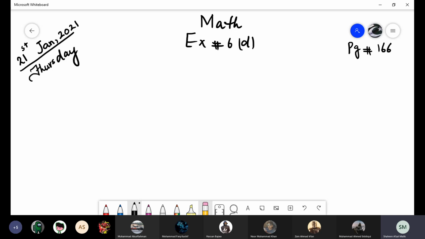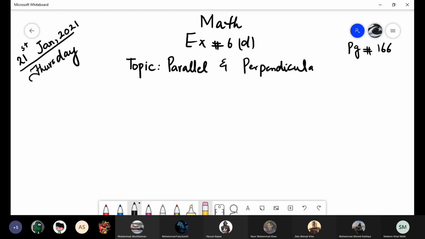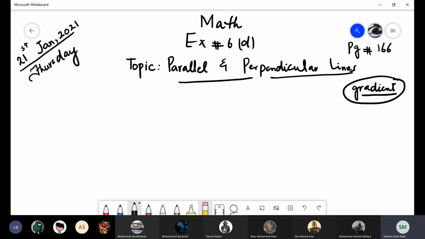Page number 166. The topic is parallel and perpendicular lines. Boys, I marked in the homework somewhere the slopes I changed with the gradient. Slope and gradient are the same words, but in our book, they are using the word gradient. So that's why I marked your slope that use the word gradient in place of slope. Okay.